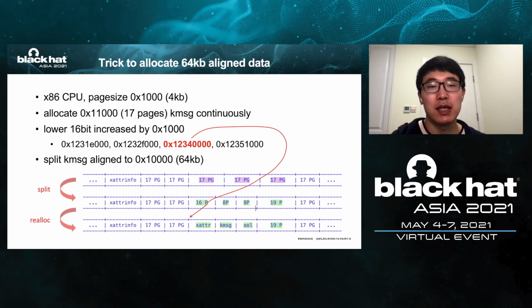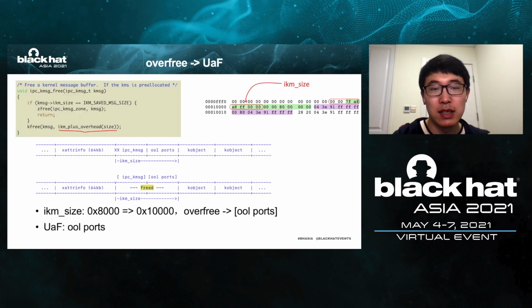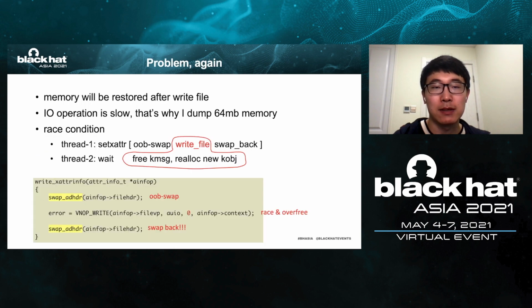The next 8-page memory block will also be aligned to 64 KB. Put a key message at this location, which is the candidate object and will be corrupted by OOB swap. Then, in the next 8-page memory block, I put an OOL port page, which is our overfree target. After these operations, I will change the IKM size from 32 KB to 64 KB through OOB swap, and then release the corrupted key message. Now we get a perfect UAF on the OOL port page.